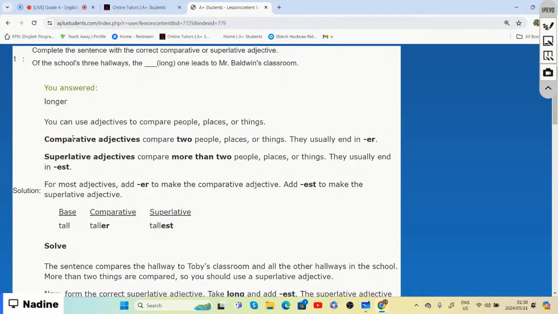So for most of our adjectives, we add an er to show the comparative adjective and est to show the superlative adjective. The comparative adjective shows that we are comparing two people, and the superlative is when more than two people are being compared.